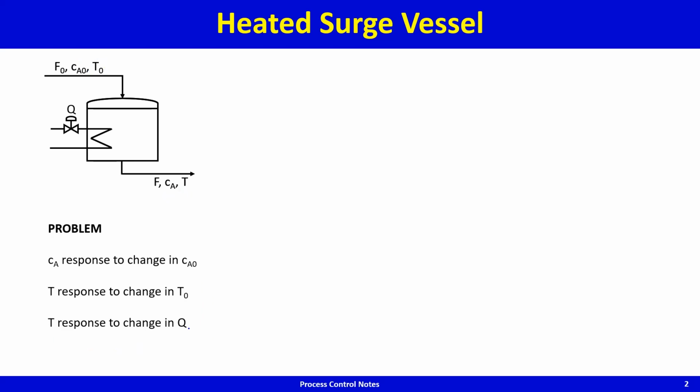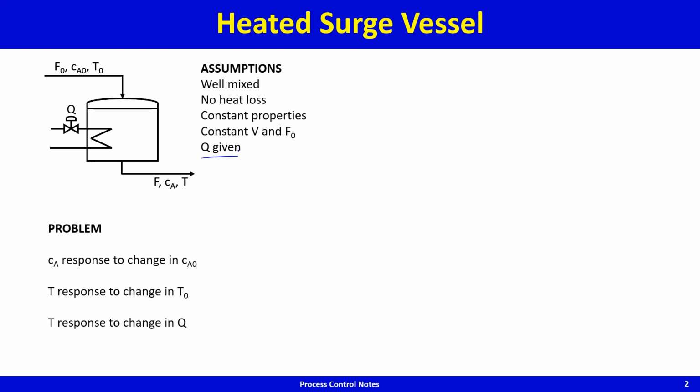Let's develop a model. So what are my assumptions? We'll assume that the tank is well mixed. There is no heat loss. Properties are constant. They don't vary with temperature. Volume is constant in the sense that it's just flow through a pipe kind of thing. And F naught is constant, and Q is given. So for a given Q, we want a model that predicts the change in T as T naught changes, change in Ca as Ca naught changes. So now let's first look at the change in Ca as Ca naught changes problem.